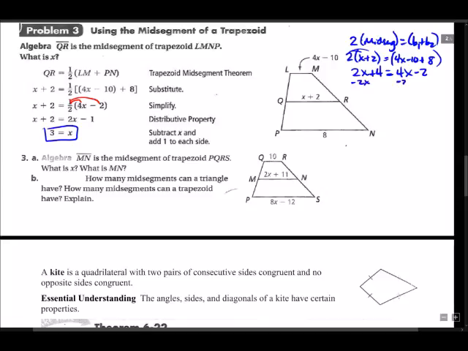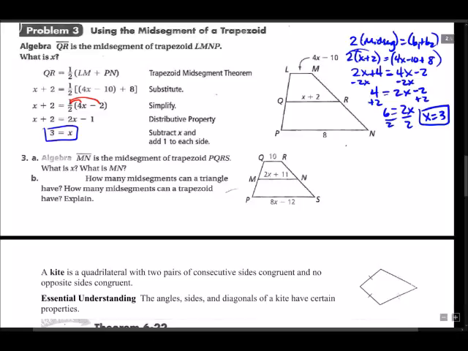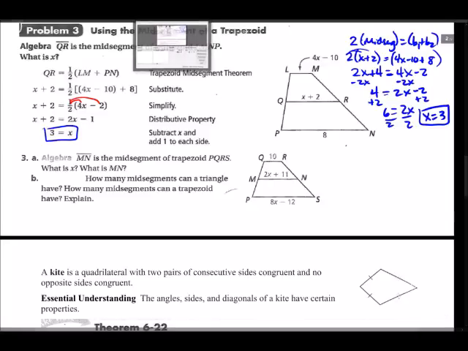Subtract 2x simply because I like my positive numbers. Like positive numbers. 4 equals 2x minus 2. Add 2 to both sides. 6 equals 2x. Guess what? We get x equals 3. So no surprise there. Doesn't matter which formula you use. It comes out the same. So now it's your turn. Go ahead and pause the video and do the next problems.